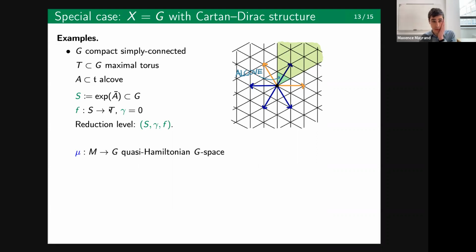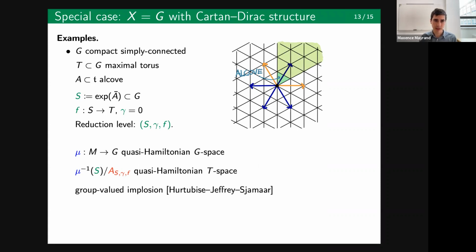Given a quasi-Hamiltonian G space, if you reduce at this reduction level, you get a quasi-Hamiltonian T space canonically from that. It's not quite a manifold because this S here is a stratified space, so you get a kind of stratified quasi-Hamiltonian T space. This recovers the group-valued implosion of Hurtubise, Jeffrey, and Selick. That's a quasi-Hamiltonian T space whose quasi-Hamiltonian reduction is the same as the quasi-Hamiltonian reduction of the original space by G. So it's an abelianization construction for quasi-Hamiltonian spaces.